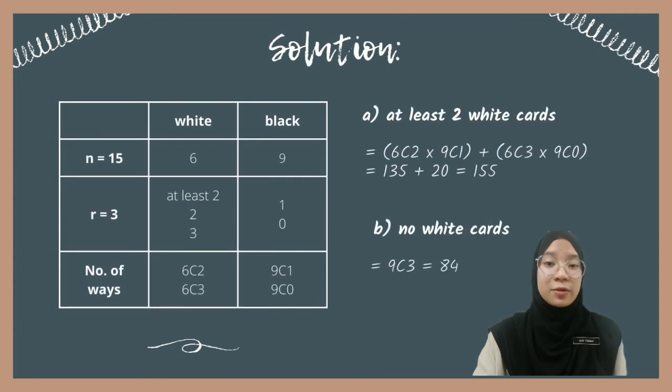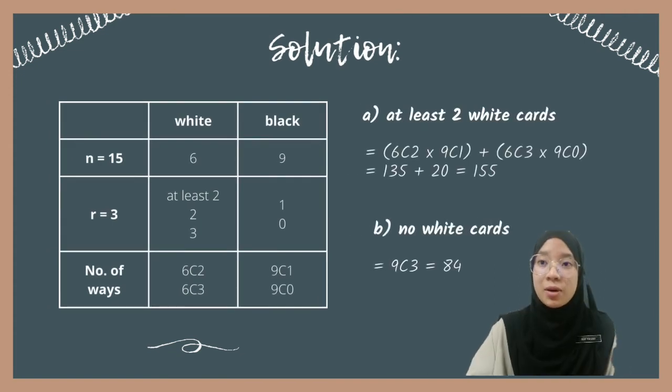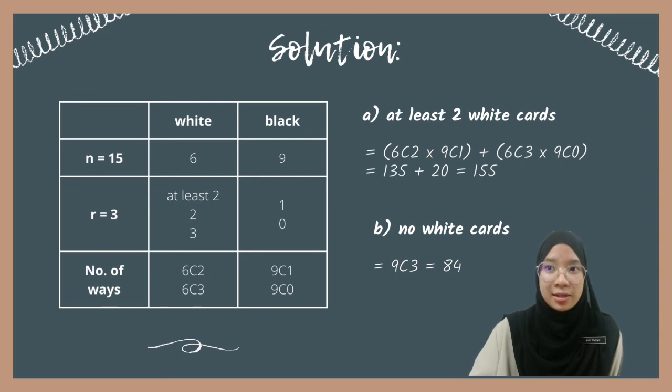Now let's look at the first question, (a). Among the cards we want to select, there must be at least 2 white cards. It means that we can only select 2 or 3 white cards. If there are 2 white cards, there will be only 1 black card, and if there are 3 white cards, there will be 0 black cards.